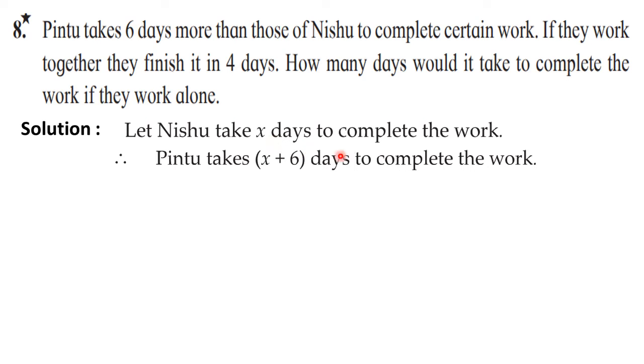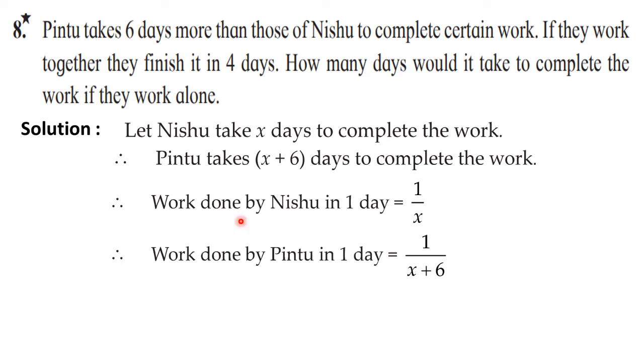Take a simple example. If you are doing certain work in 2 days, then in one day you are going to complete half of the work, that means 1 upon 2. Similarly here, if Nishu takes x days to complete the work, then in one day she completes 1 upon x part of the work. Similarly, Pintu completes 1 upon x plus 6 part of the work. Therefore, the work done by Nishu in one day is 1 upon x, and the work done by Pintu in one day is 1 upon x plus 6.